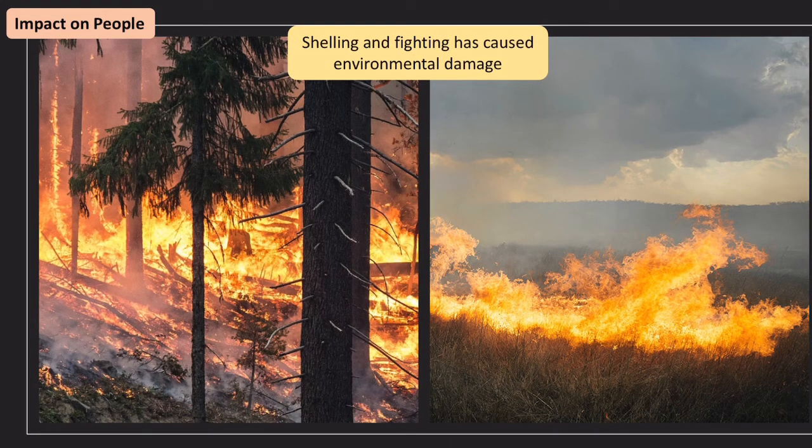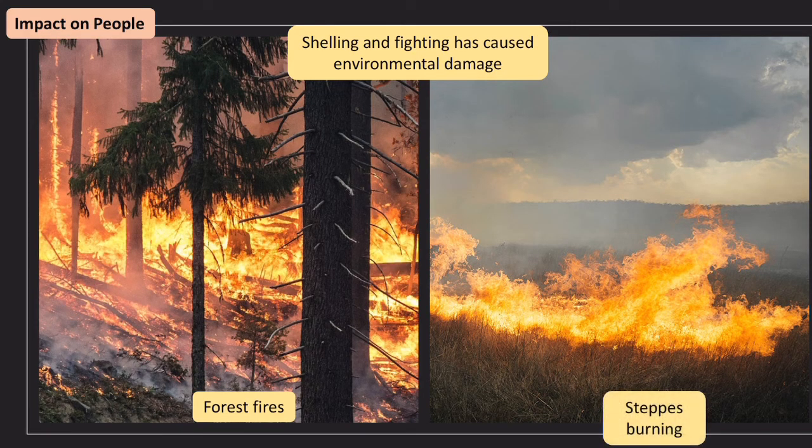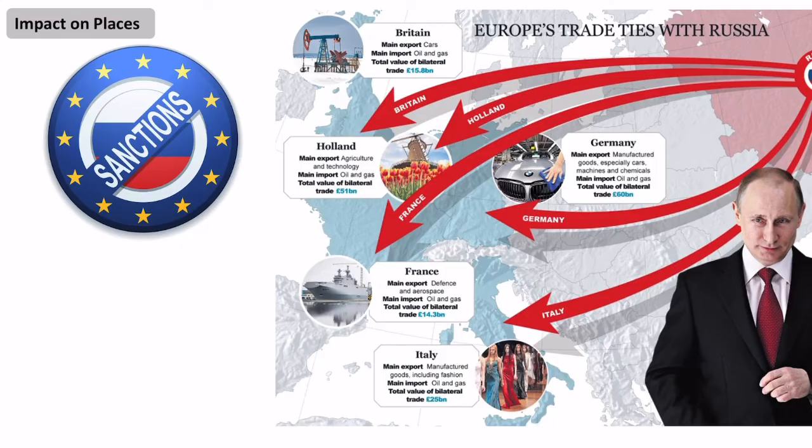Obviously, with all the shelling and tanks and fighting, there was damage to the environment. Some kinds of weaponry would have caused forest fires and the burning of the steppes. So we got huge after effects of environmental damage happening alongside the huge human losses in the major towns and cities.